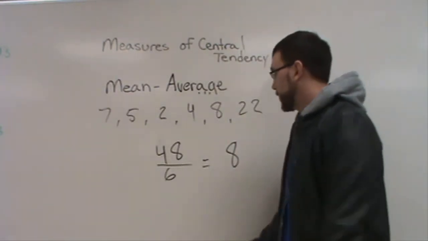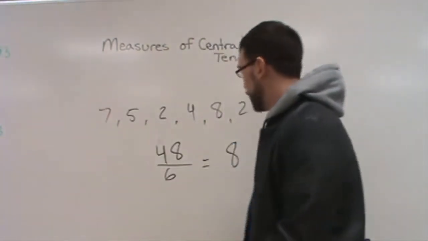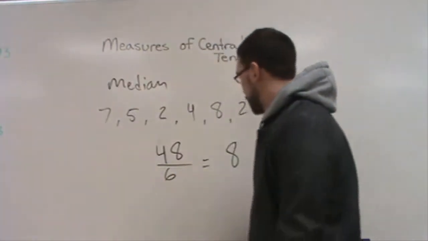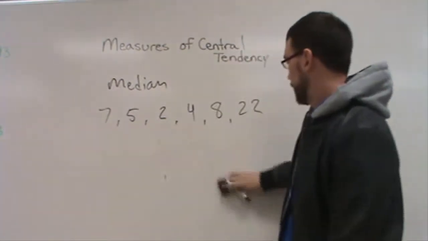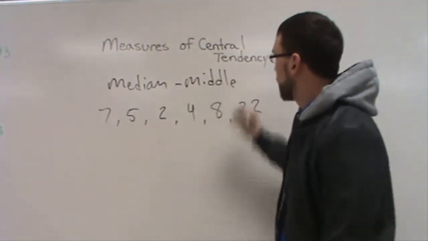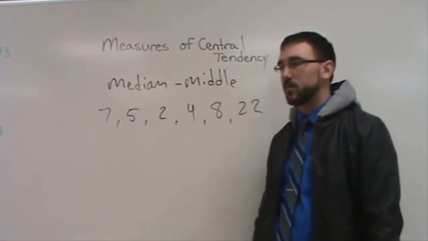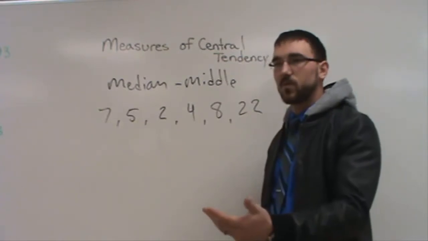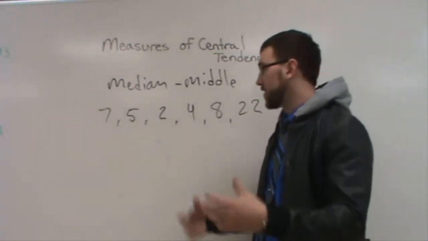Okay, let's talk about the next one. Median. Median is what? Middle number. Again, we talked about being the middle. How can I find the middle? You got to put them in order. Does it matter for the mean if they're in order? No, because I can add in any order.